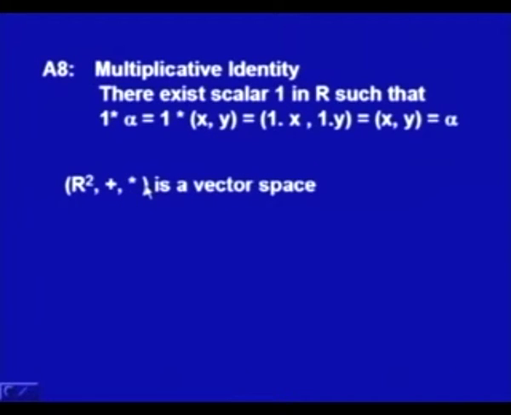So, to check that a given set and the two operations defined on this particular set is a vector space, you have to prove all the properties, and in this particular case we have shown that all these properties are satisfied. So, R2 with plus and star is a vector space. Now, this is one simple example. I will extend this simple example to Rn.